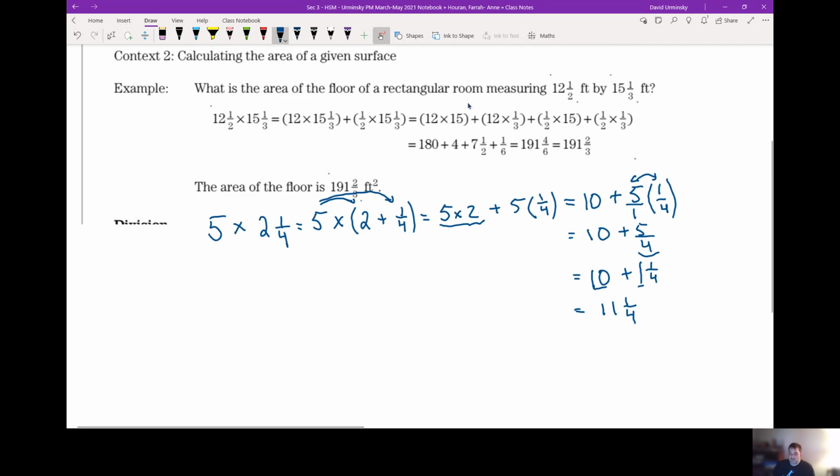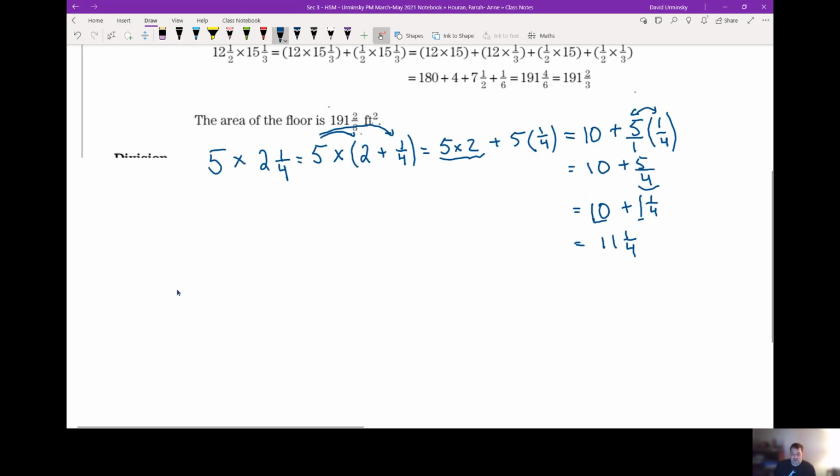So, what's another way we could have done this? Well, let's write the same problem. 5 times 2 and a quarter is to change this mixed number into just a fraction. So that would be equivalent to 5 times, so we multiply the 4 and the 2 to get 8, and then we add the numerator to get 9. So it's 9 over 4. Then we do the multiplication.